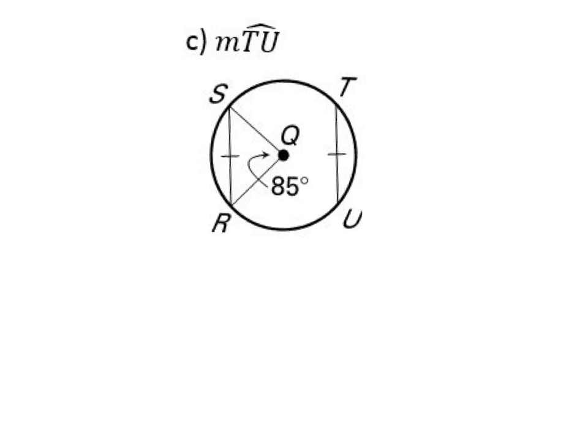Last problem from this section, they're looking for an arc measure. So they want to know TU. Well, the information I'm given is that chord SR is congruent to chord TU. The other piece of information I know is that this central angle right in here is 85 degrees as marked, which tells me that this arc must also be 85 degrees.